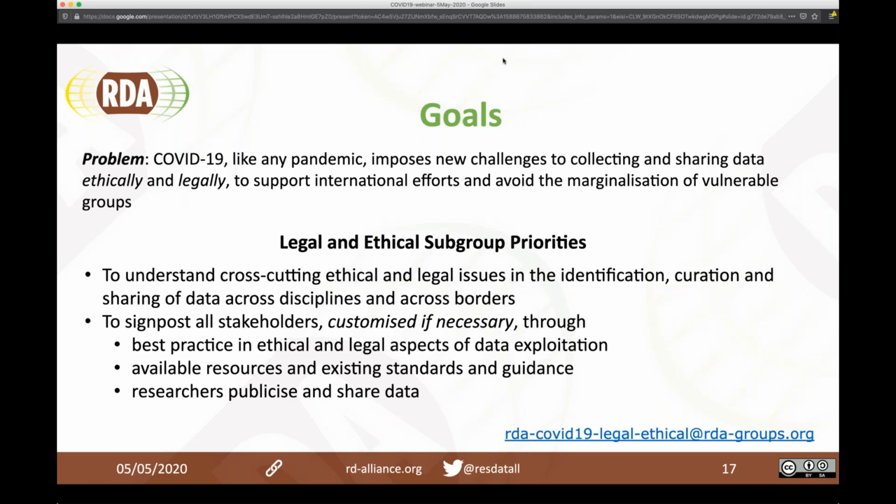Our priorities are listed there: to provide these cross-cutting guidelines and resources, and then towards the end to produce the decision tree, so as to be able to signpost the stakeholders in a customized way, so that they know where to find resources and what to do with them and the questions they should be asking. Next slide, please.